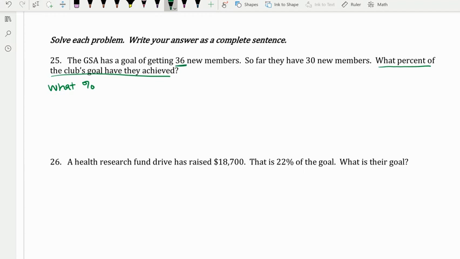So I'd say what percent of the goal is 36. Have they achieved would be is, because they've achieved getting 30 so far. So really what I'm trying to answer is what percent of 36 is 30? So if you can kind of translate a word problem into that same type of sentence that we talked about in the other problems, then it's doing them just the same way. Okay, so try to translate that word problem into that sentence.